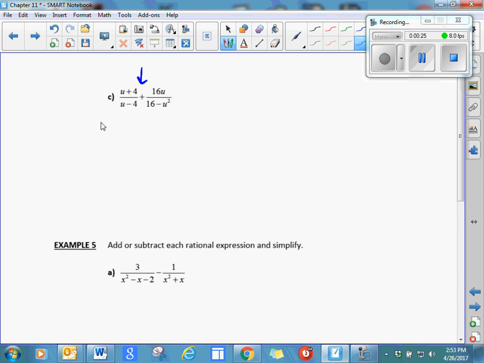And we are going to rewrite this as u plus 4 over u minus 4 minus 16u. The numerator doesn't change, but the signs in the denominator do change to positive u squared minus 16. So satisfy yourself that if you multiply negative 1 times this expression, you will end up back where we started at minus u squared plus 16. So this is legal. We can do this, and it's going to help us when we factor to not have to deal with this negative 1 coefficient.